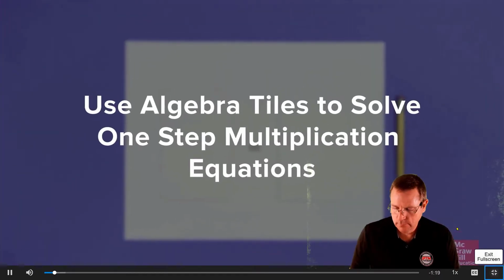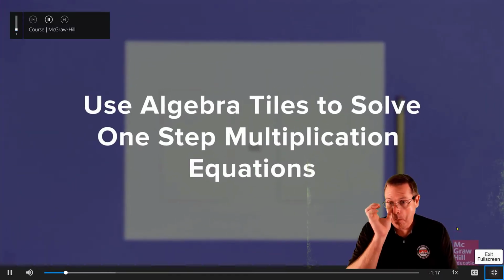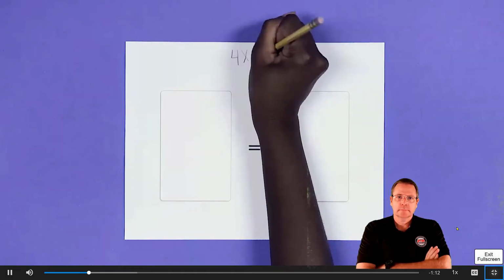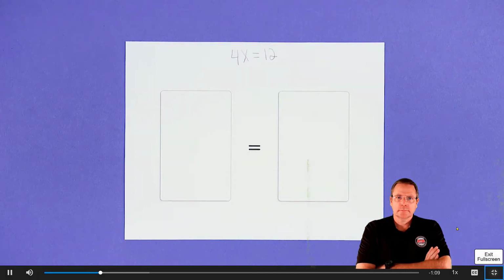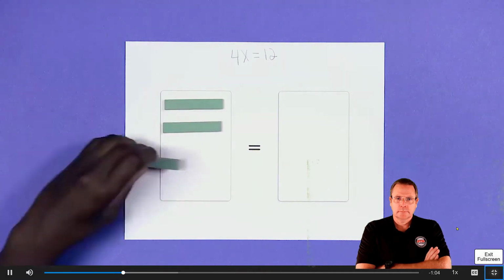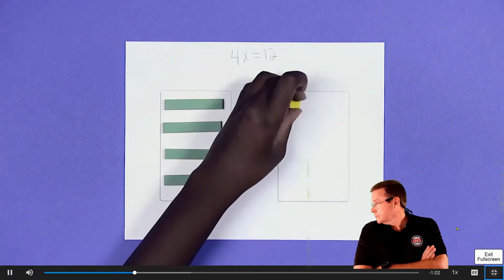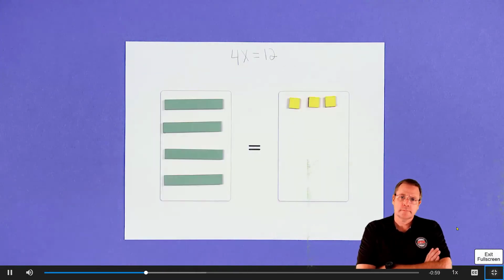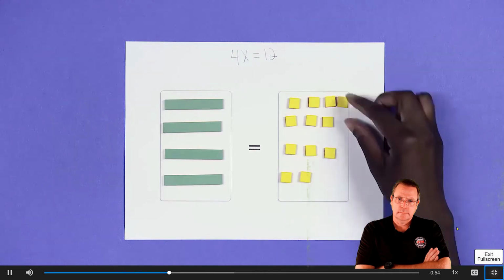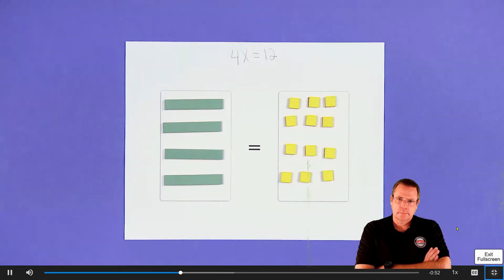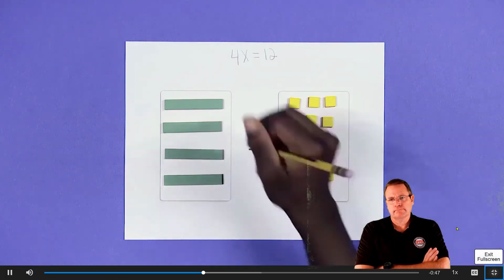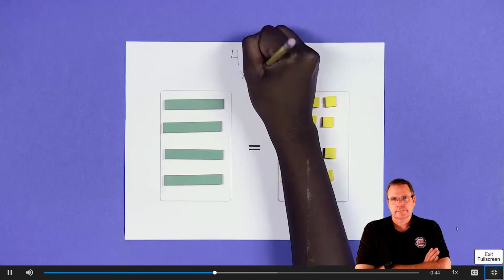Use algebra tiles to solve one-step multiplication equations. Find the value of x for the equation 4x equals 12. Model the equation using algebra tiles. Place 4 x tiles on the left side of the mat. Place 12 1 tiles on the right side of the mat. Arrange the tiles into even groups on each side of the mat. For each x tile, there are 3 1 tiles. So, x equals 3.